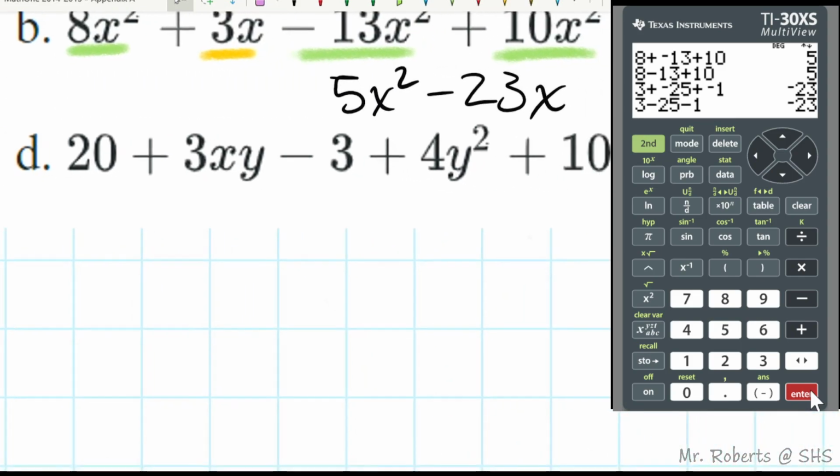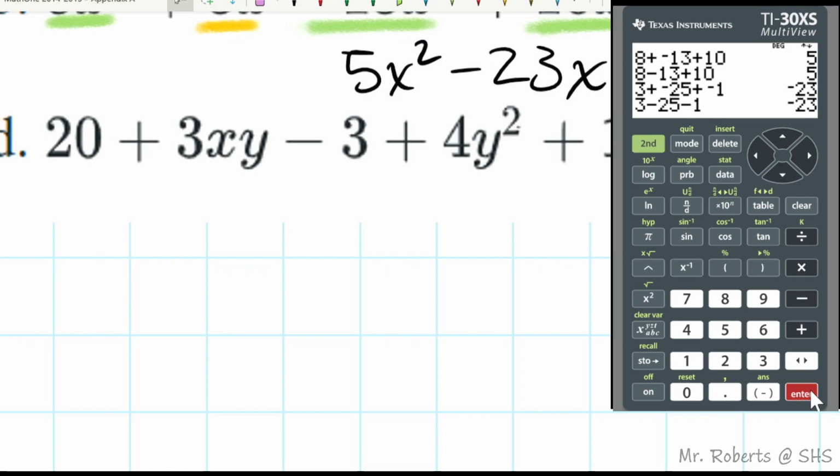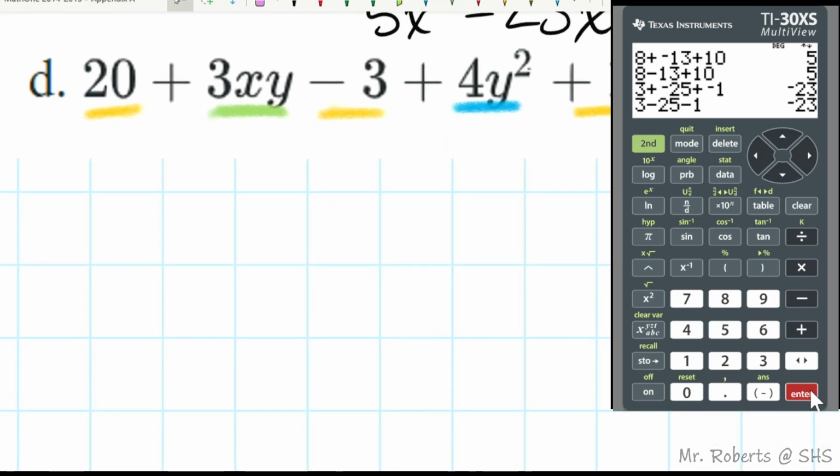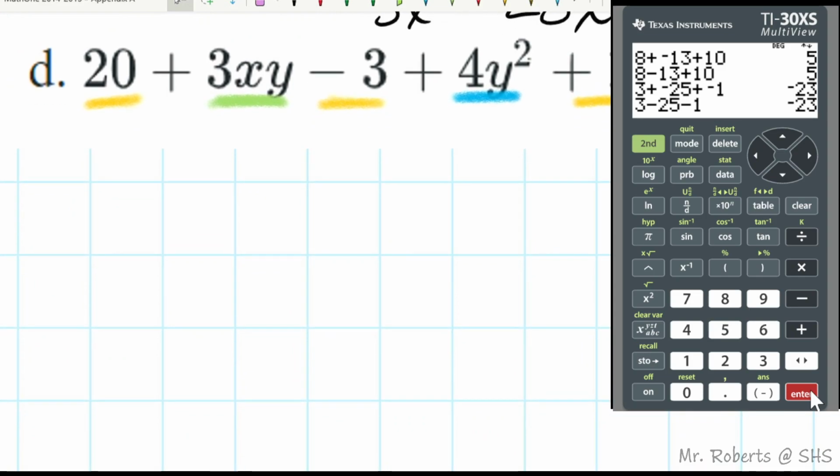And on this last one here, okay, I've got 4y squared, a negative 2y squared. I can see there's a 10, a negative 3, and a 20. And the other character that's showing up here is there's a 3xy. Completely different than x's or y's. It's a 3xy.